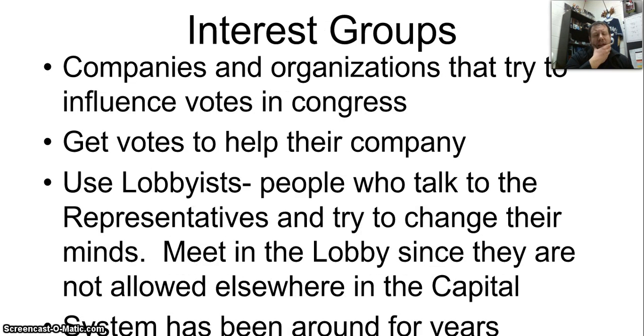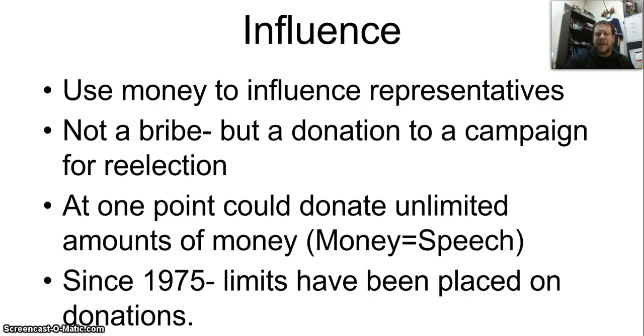You have interest groups that get involved too. These are companies and organizations that will try to influence votes in Congress or anywhere. They use lobbyists, who used to hang out in the lobby of the Capitol back in the day. Now they just go to the offices. They try to convince representatives and senators to change their mind or vote a certain way. Sometimes they'll donate money to those candidates for their reelection campaign. This system has been around forever. We'll talk about interest groups and super PACs a lot later on too.